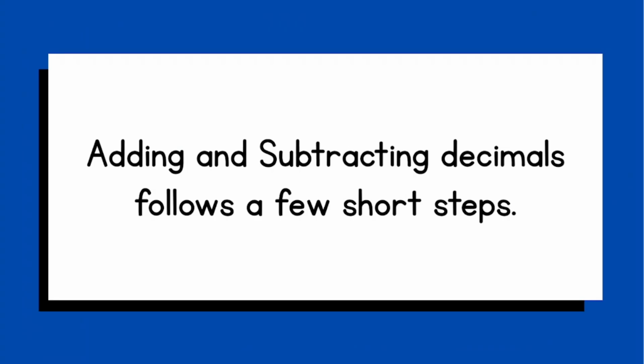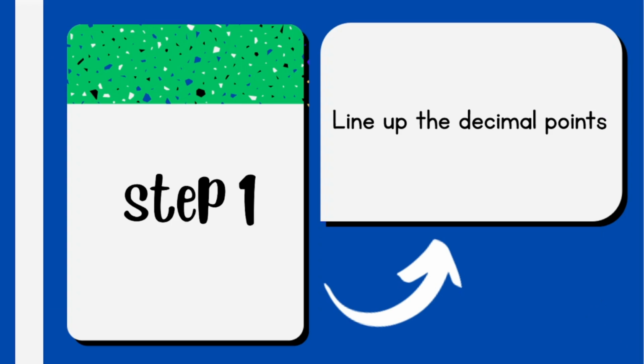The first part is that adding and subtracting decimals follows just a few short steps, and we're going to look at them one by one. The first step of adding and subtracting decimals is to line up the decimal points. Whether you have more than 2 or 3 decimals, just line up the decimal points. Let them be on a single line.